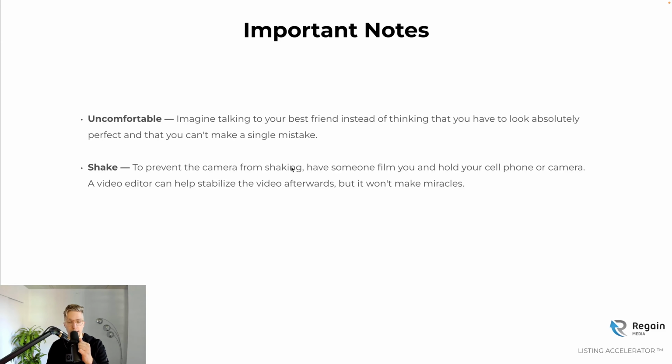Also, just to prevent the camera from shaking, have someone film you and hold your cell phone or your camera, okay, for you. Because in the good example I showed you, I was kind of shaking as well. But you want to make sure someone can help you with this, because it'll help stabilize the video. I mean, someone can do that afterwards as well with video editing, but they won't be able to do miracles. So if you can have someone film you and hold your cell phone or your camera, that'll help.